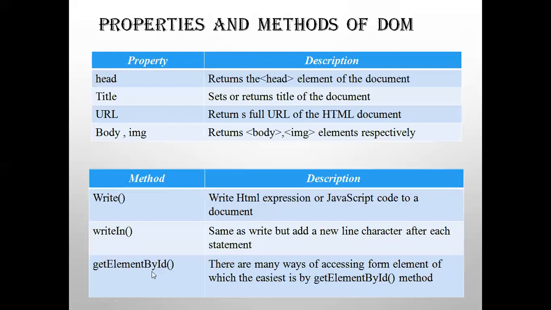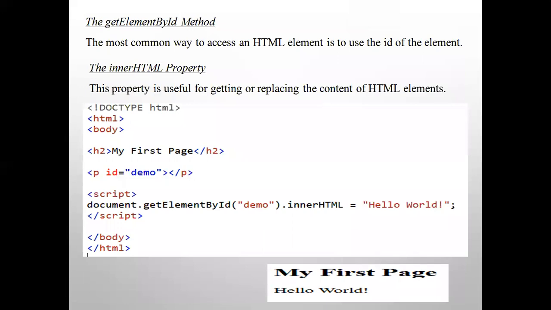Okay, same, it works like document.write only. It is used to access an HTML element ID. So here you have the method, getElementById, and this is a property, the innerHTML property. This is useful for getting or replacing the content of HTML elements. This is the easiest way to get the content of an element, and it is done by using the innerHTML property. Okay, getting or replacing the content.